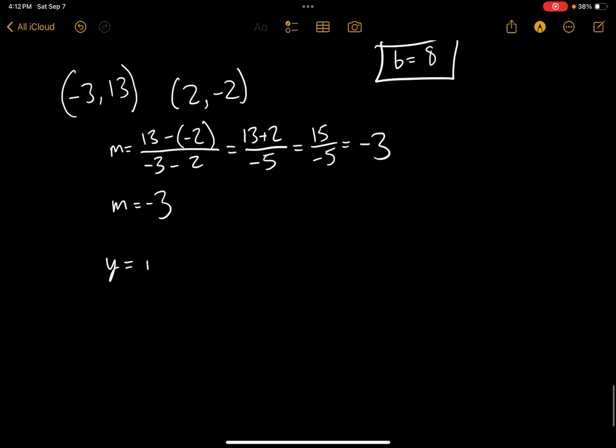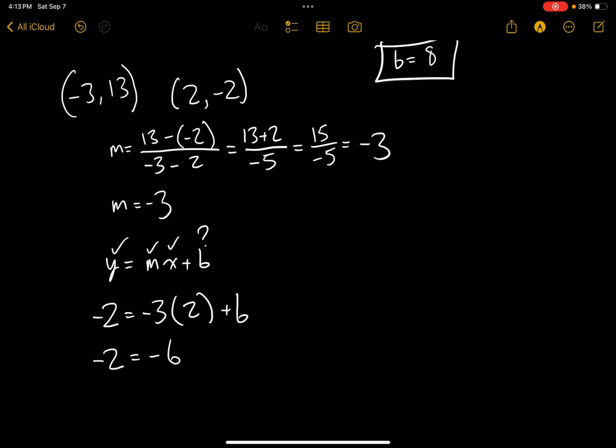Okay, so we take in our values. We have y equals mx plus b. Once again, we have to find b. We know an x value. We're going to use this point right there. We know m and we know y. So y is equal to negative 2 right here, and m is equal to negative 3, and x is equal to 2, plus b. So what are we left with? We're left with minus 2 equals minus 6 plus b.